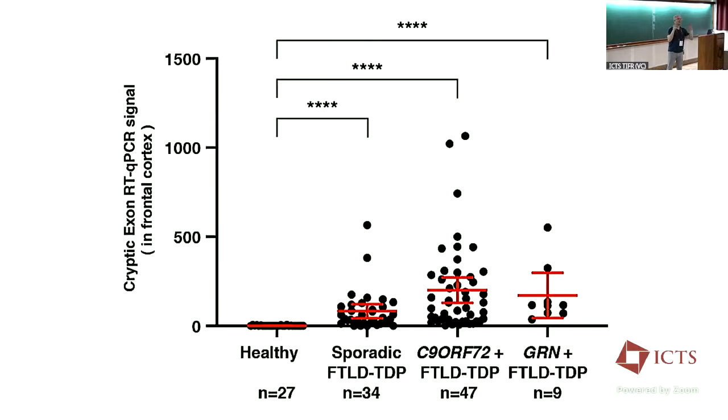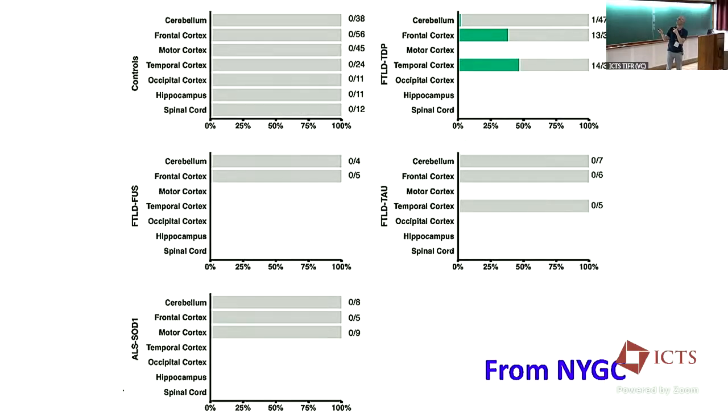We then asked our colleagues around the world, can we test your brain banks? And we looked at every brain bank with TDP43 pathology. We see UNC13A cryptic exons. This is in the Mayo Clinic. This is the New York Genome Center. We can detect them with TDP43 pathology.